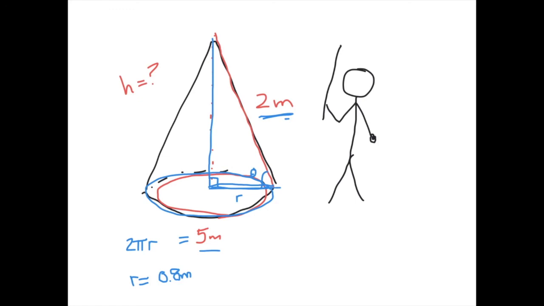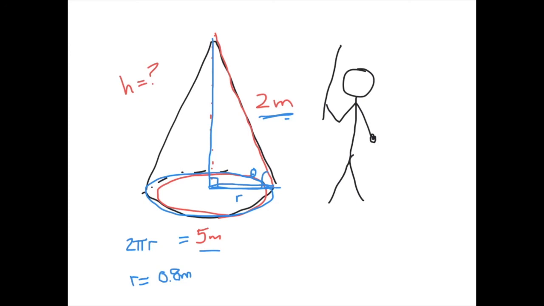So now I know the hypotenuse, and I know that one of the legs is 0.8 meters. Now, getting the height of that triangle, which is the height of the cone, doesn't actually involve trigonometry. It's going to involve some other property of triangles that you should be very familiar with. Let's see, that would be the Pythagorean theorem.